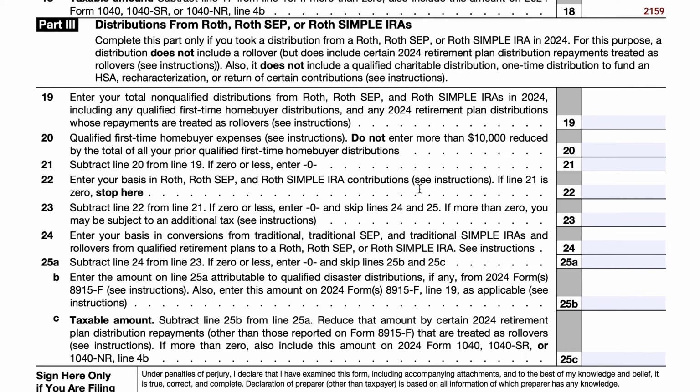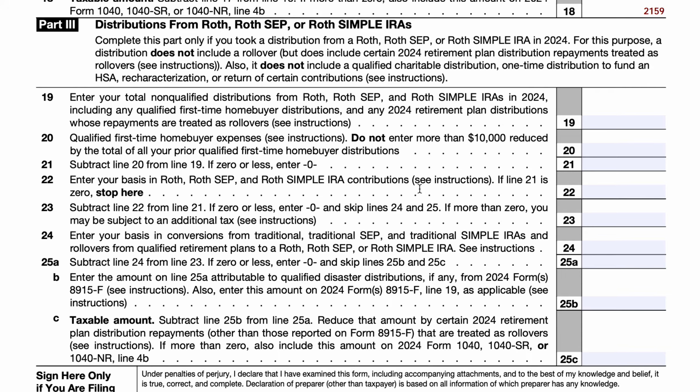So anything that was rolled over after the end of the prior year, any recharacterizations, any return of contributions, any distributions that were made after you turn age 59 and a half. If you made a contribution at any point between 1998 and 2019. So one of the rules about Roth IRAs is that you have to have an account where you made a contribution at least 5 years prior. So you don't include that as part of your non-qualified distribution.